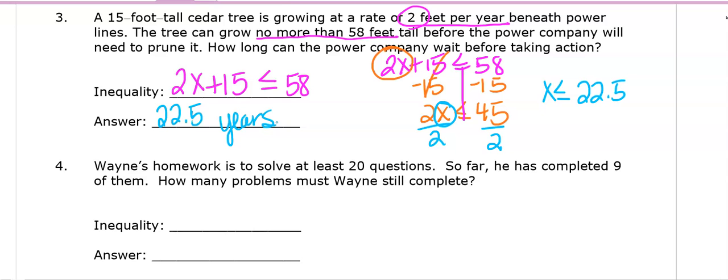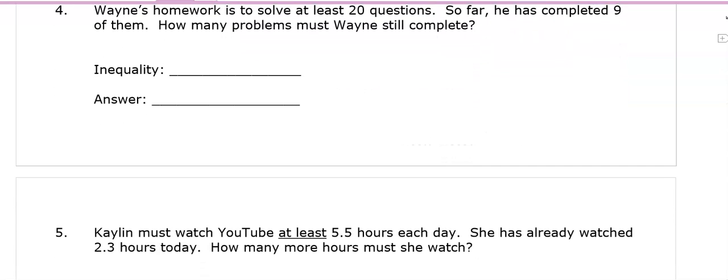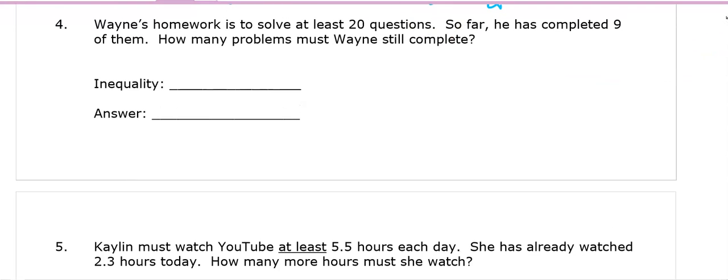So they can wait quite a while, it looks like, before they have to trim them. I wonder if that's actually accurate. I need to scientifically check that. It would depend on the area, is what my husband just told me. Okay, I'm talking about 2 feet per year for a cedar tree.